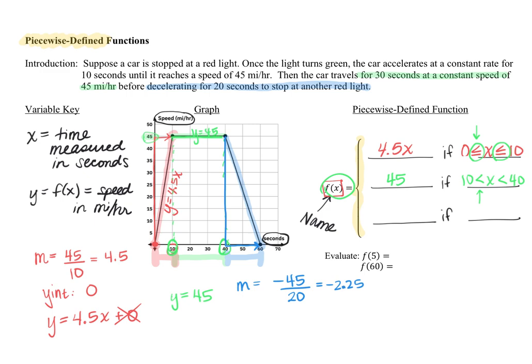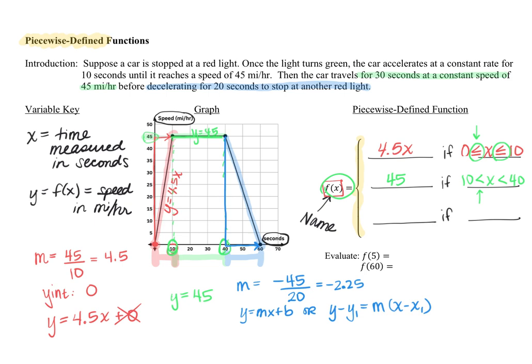However, the blue graph does not go through the origin. So we need to determine the y-intercept of this graph. You could use slope-intercept form, y equals mx plus b, and try to find the b value, which is the y-intercept. Or this would be a good time to use point-slope form, which is y minus y sub 1 is equal to my slope, m, times x minus x sub 1. So I know my slope is negative 2.25.